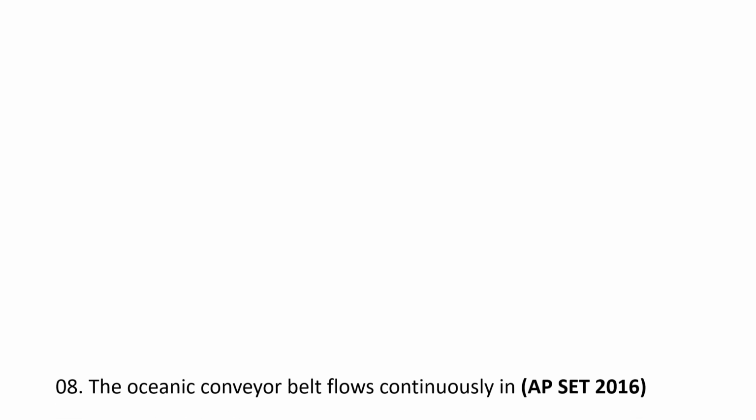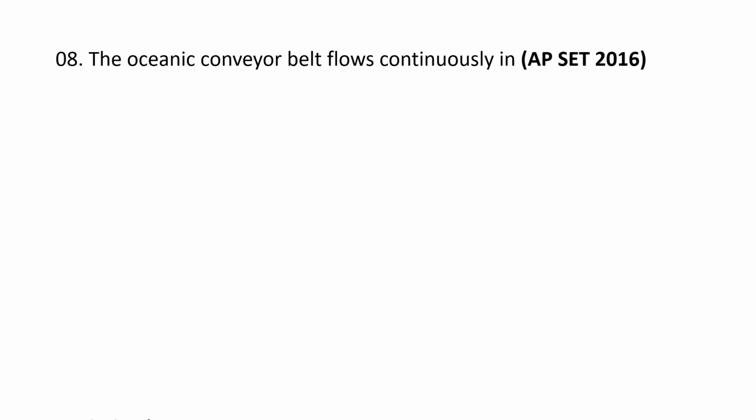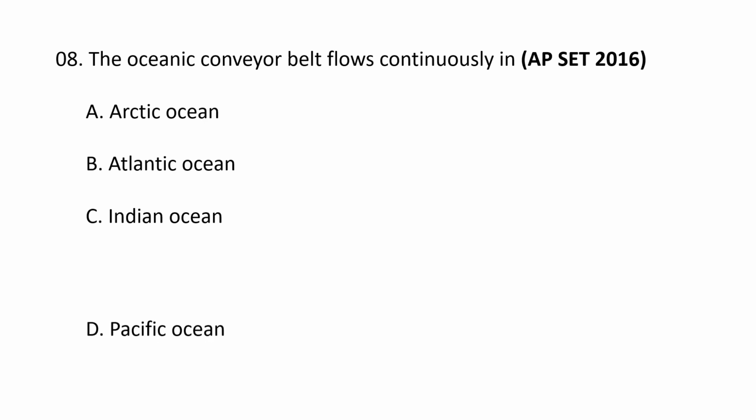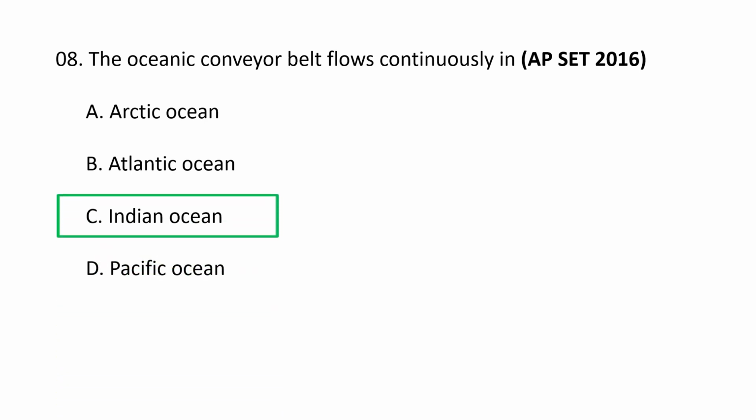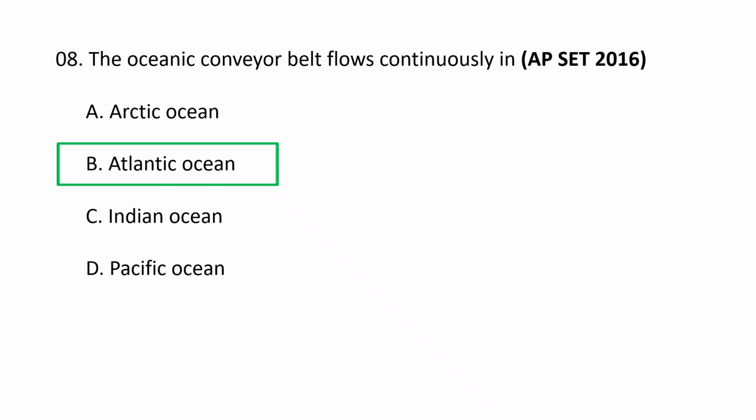Next question. The oceanic conveyor belt flows continuously in A. Arctic Ocean, B. Atlantic Ocean, C. Indian Ocean, and D. Pacific Ocean. The oceanic conveyor belt flows continuously in the Atlantic Ocean.